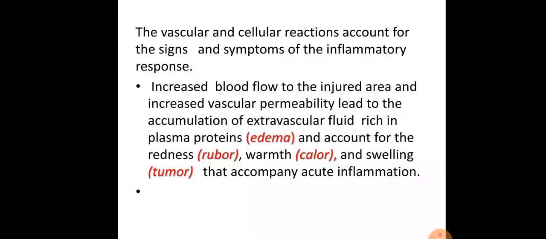The warmth, or calor, which is a feeling of heat at the site of the inflammation, is also related to the increased vascular permeability and increased vascular blood flow. Swelling, tumor, as we said, is due to the increased extravasation of the fluid rich in protein that accompanies acute inflammation.